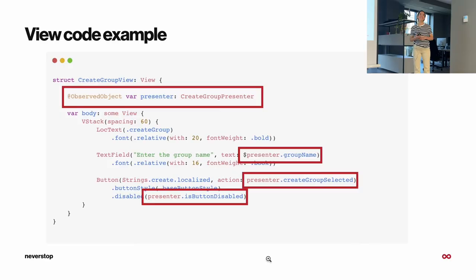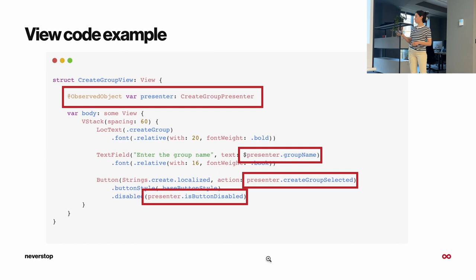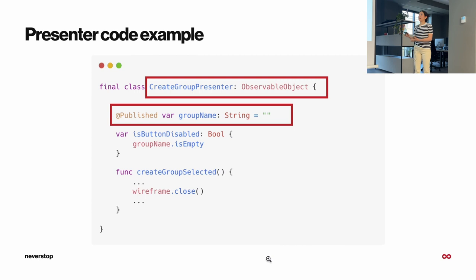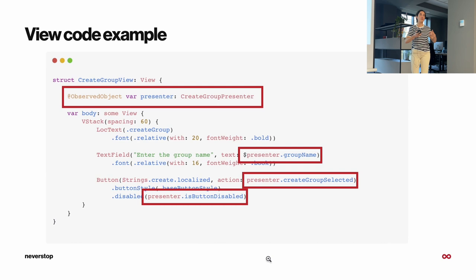Okay, so the idea is that we're using this observable object protocol. We can't really use an interface of it. We have to use the actual presenter, because we're observing the actual presenter. That's the object we're observing, not some interface that doesn't really do anything.